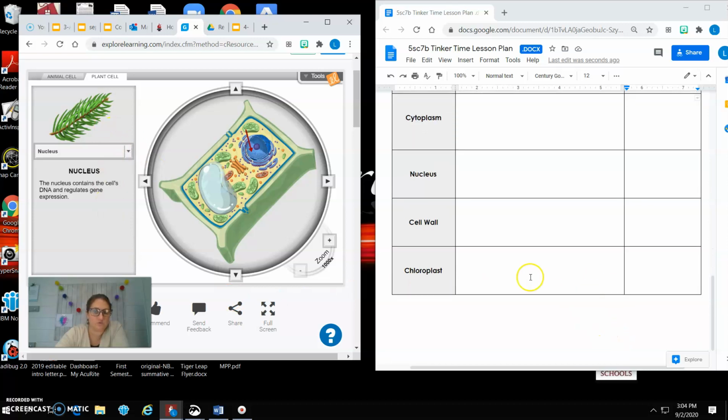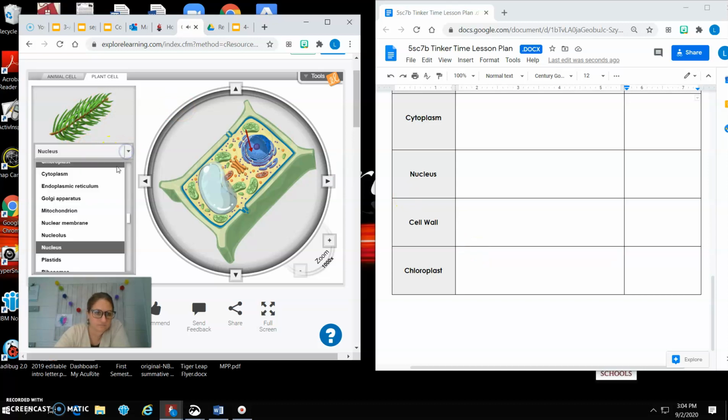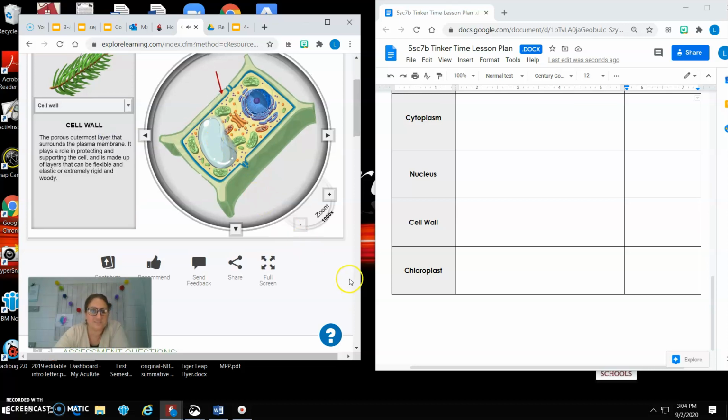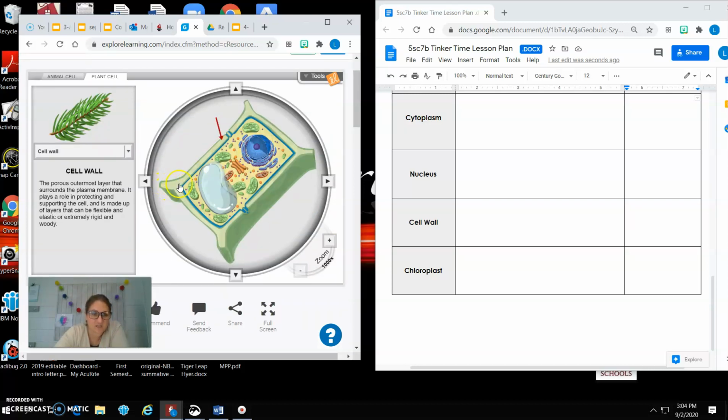Now we have the two new organelles, the cell wall. Let's find the cell wall to look at. Here it is, cell wall. So the cell wall is this thick green outer layer that's even outside the cell membrane. So put your observations here, and then I want you to think about what you might use to represent the cell wall on your model.